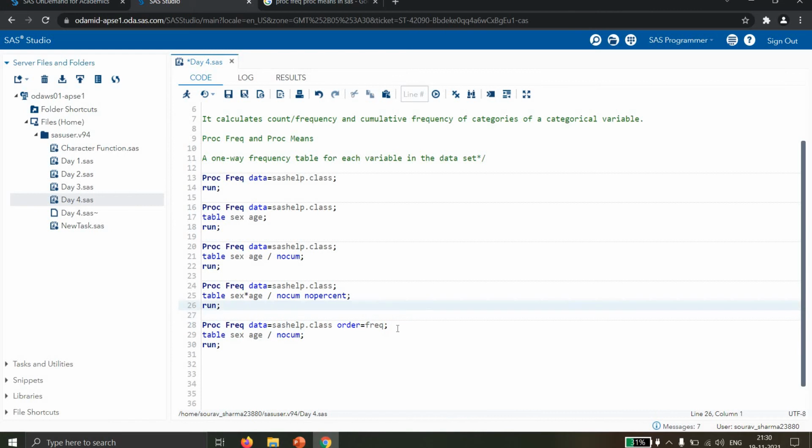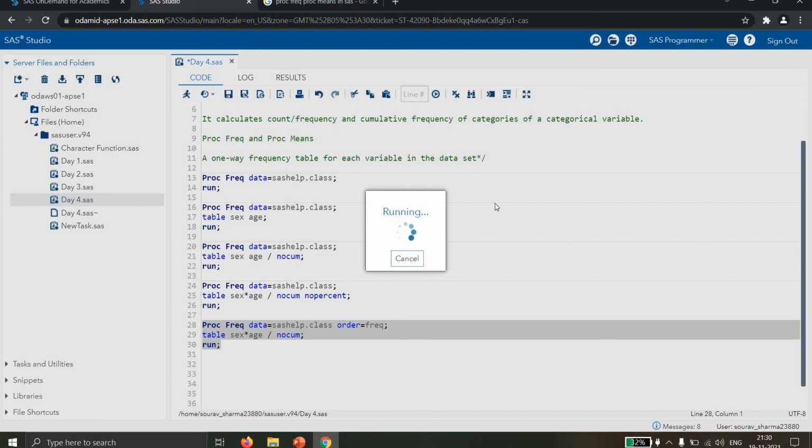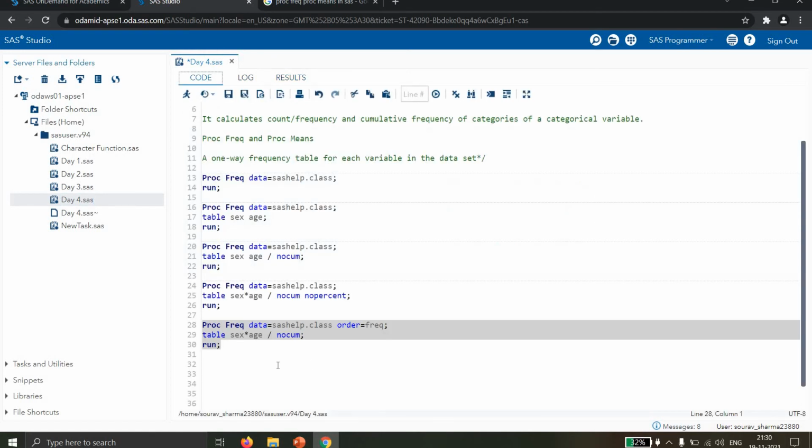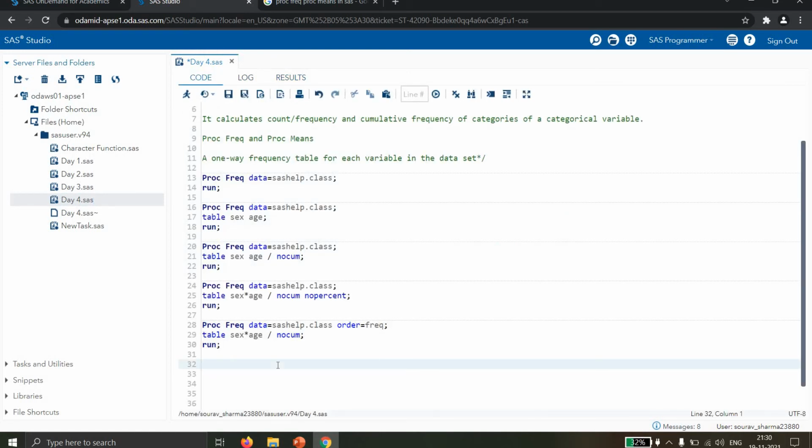Now same if I write this in the two-way frequency and run it. Also the same here. 10 is the maximum, that's the reason male is above and female is down, 9. Then 3, 2, 3, 2, 1, 2. They will be compared and given in descending order.